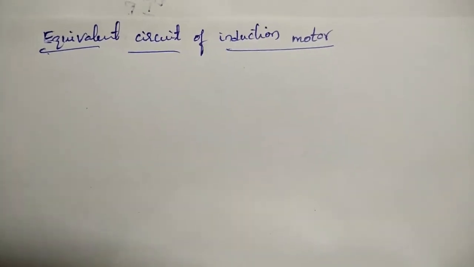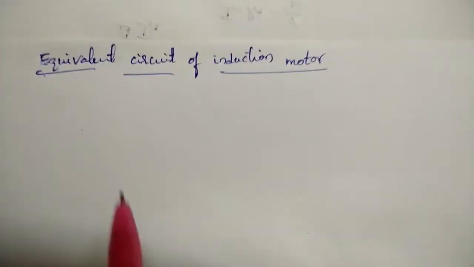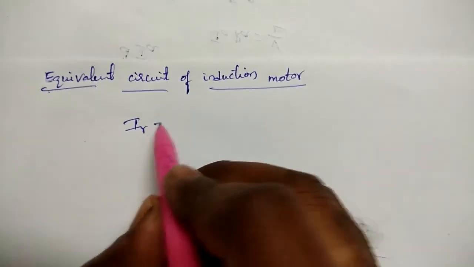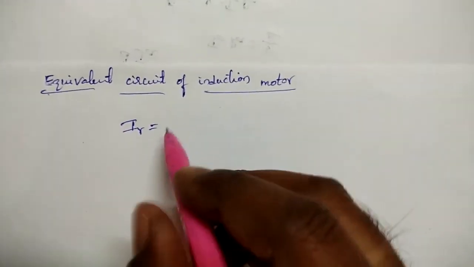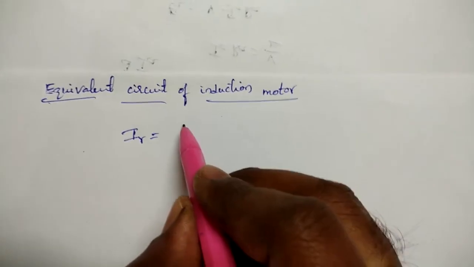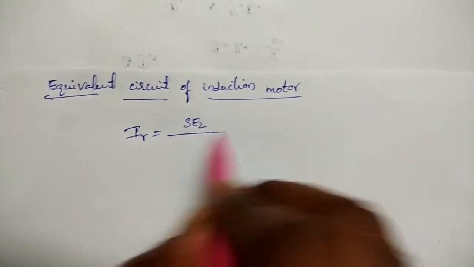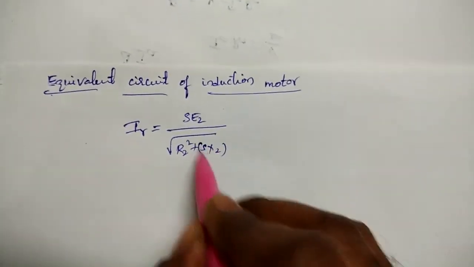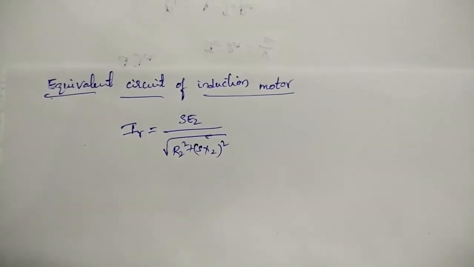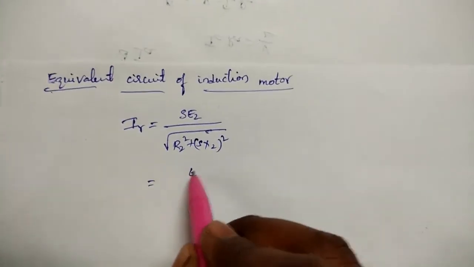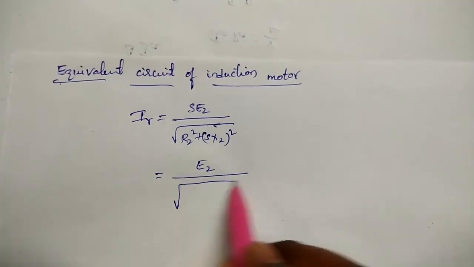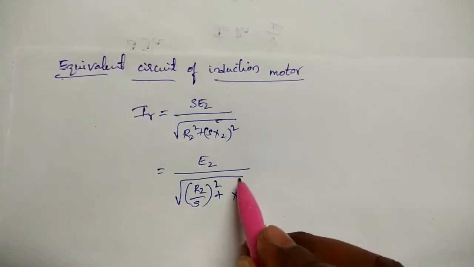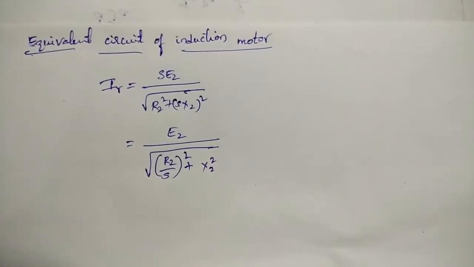Hi friends, today we will see the equivalent circuit of induction motor. In the last video we have already seen the current flowing in the rotor of an induction motor is equal to S into E2 divided by square root of R2 square plus (S X2) whole square. This equation can be modified like this: E2 by square root of (R2 by S) whole square plus X2 square. So you can modify the equation like this.